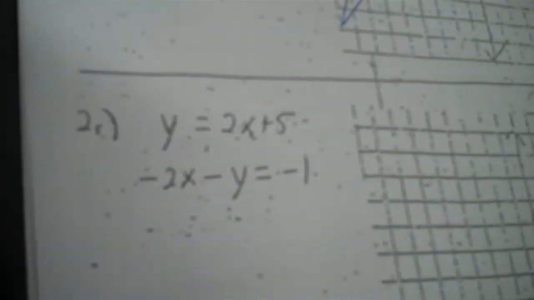Okay, now the next one, number 2, y equals 2x plus 5, then we have negative 2x minus y equals negative 1. This first one's in mx plus b form. The slope is 2 over 1, and the y-intercept is positive 5. So you go up 1, 2, 3, 4, 5. From there we go right 1, up 2, right 1.